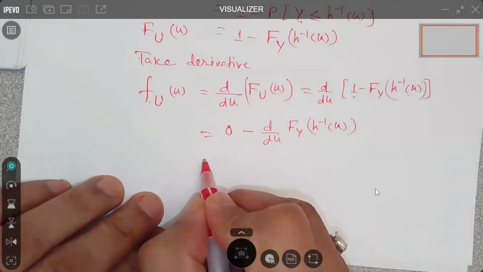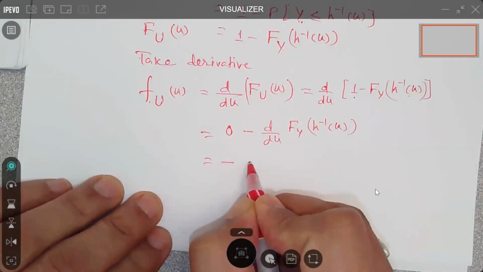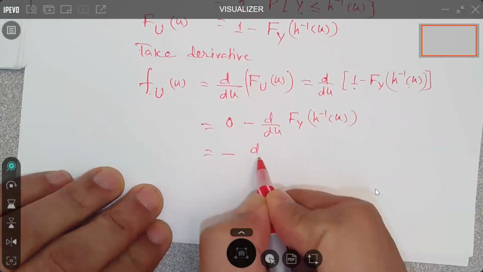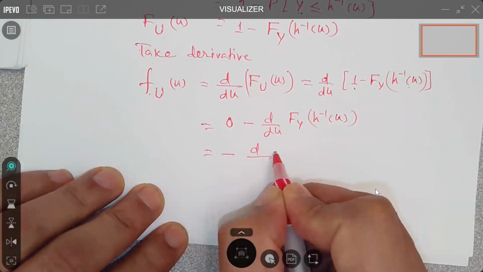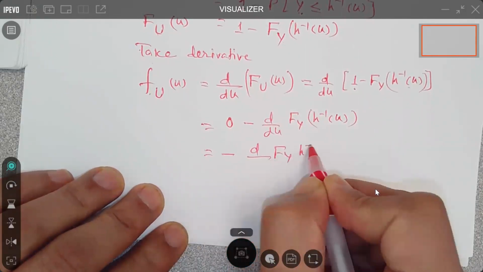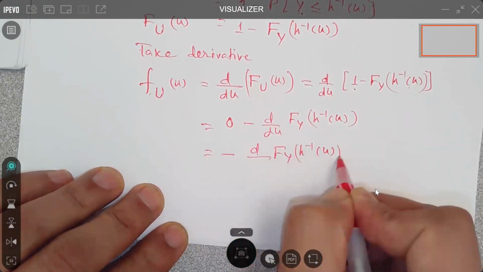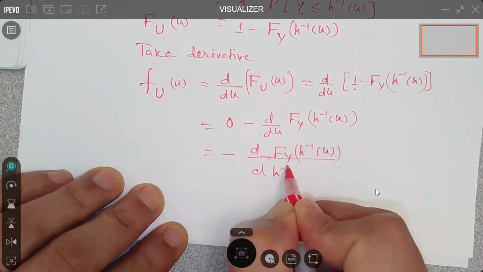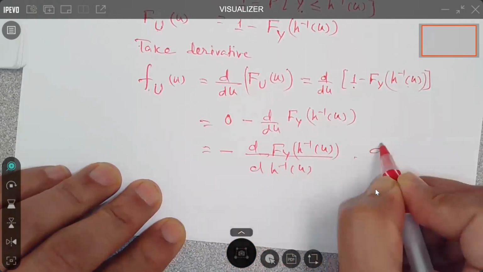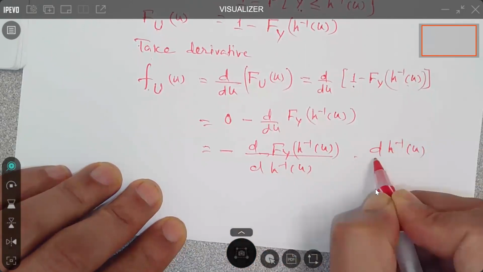So this is equal to negative d F_Y of F inverse U, and d F inverse U by du.